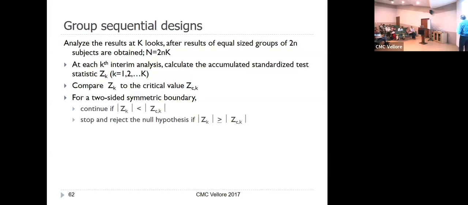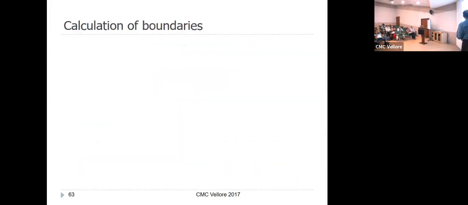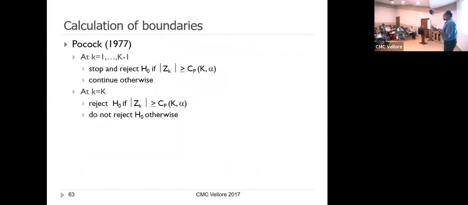If my Z value is below the critical limit in absolute value, then I continue. And if I am greater than that, then I stop and reject the hypothesis. And so it gave people a criterion and a Z that changes every time I look. It doesn't stay at 1.96. Those of you that are statisticians, this comes from stochastic processes and the Brownian motion, asymptotic approximation to those Zs. So how do I get those boundaries?